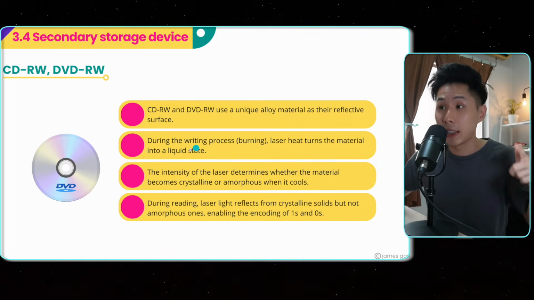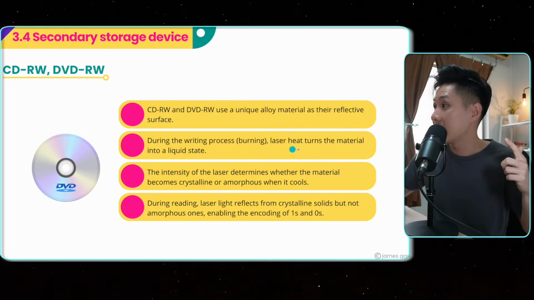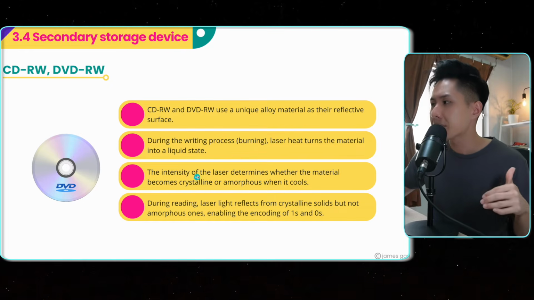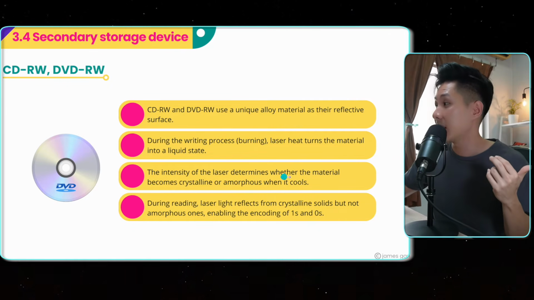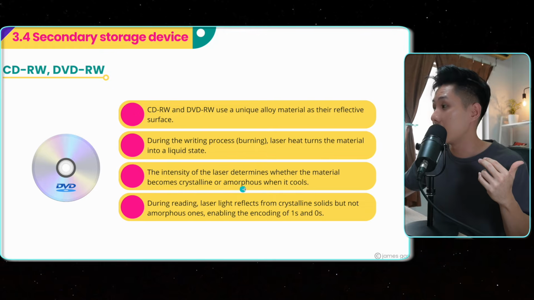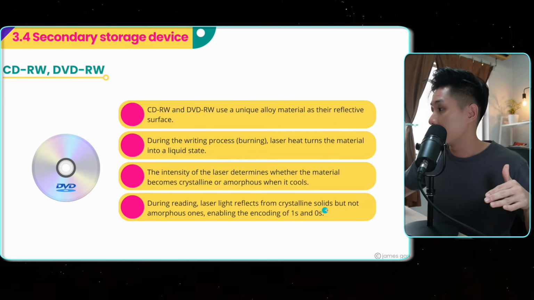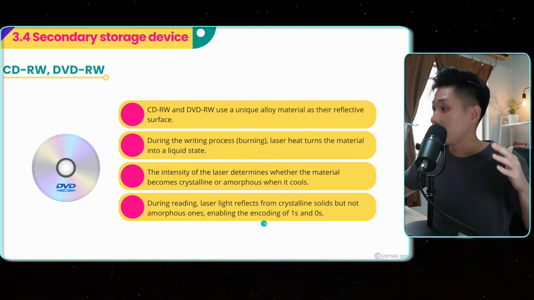During the writing process, meaning encoding data, laser heat turns the material into a liquid state. Remember, it will melt, right? Solid. The intensity of the laser determines whether the material becomes crystalline or amorphous when it cools. And during reading, laser light reflects from the crystalline solid but not a formless one, enabling the encoding of 1 and 0.